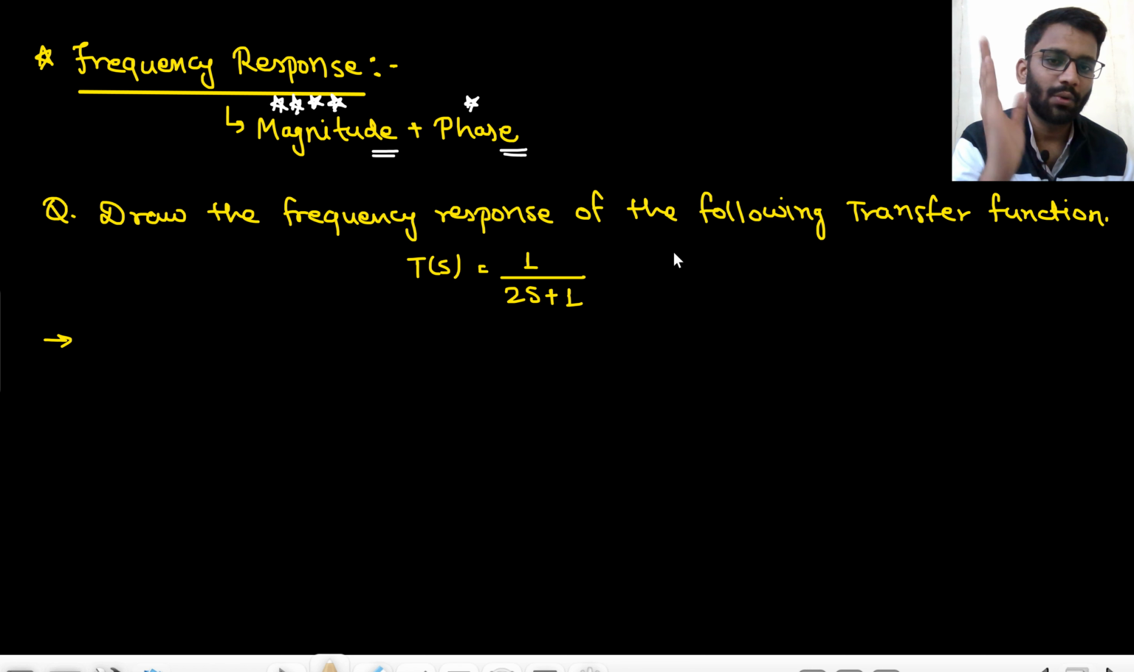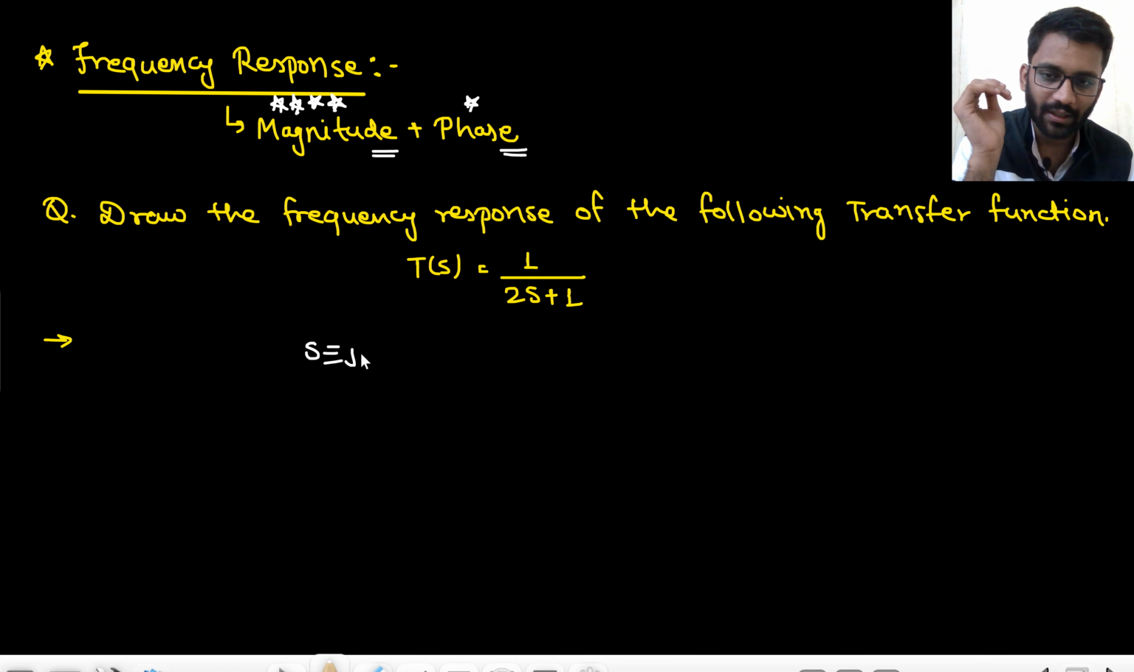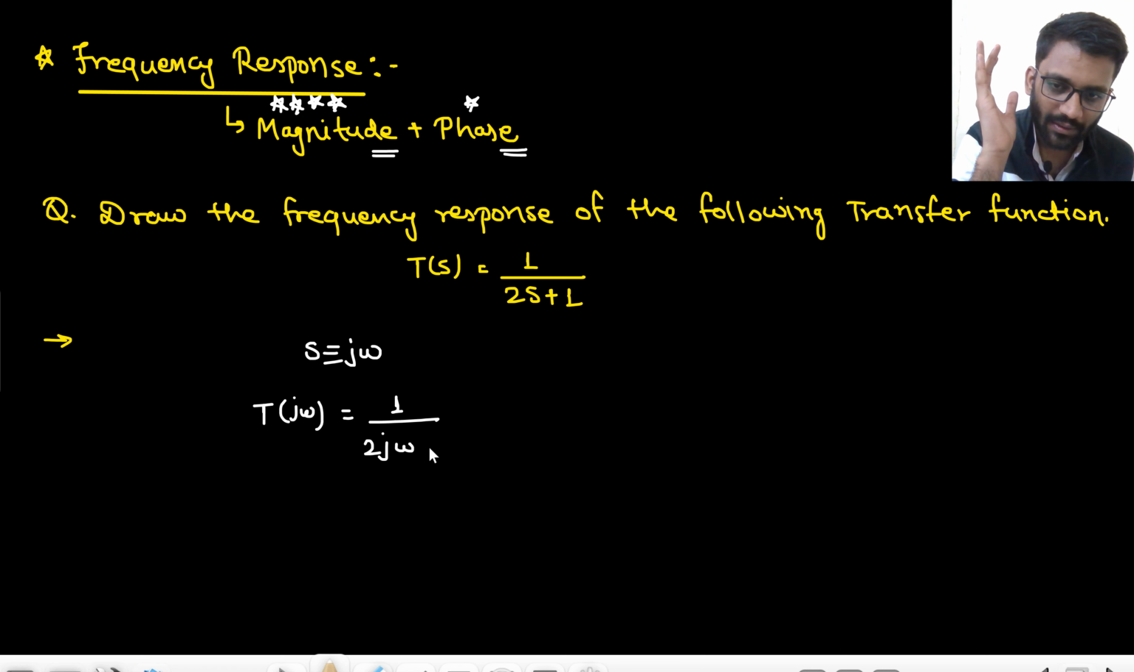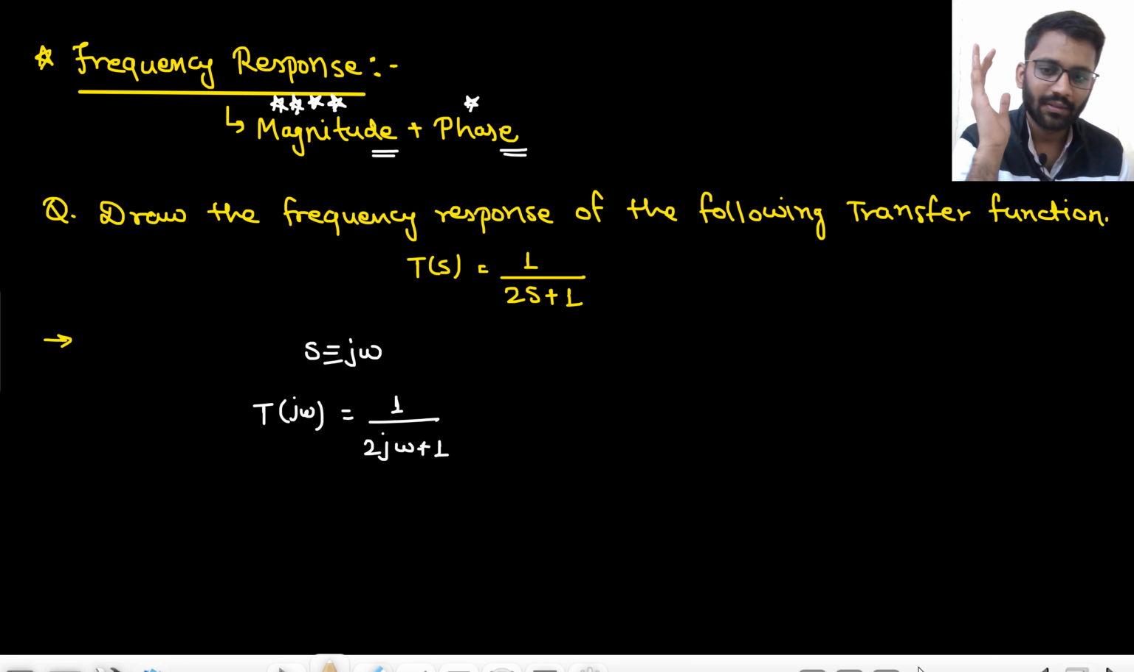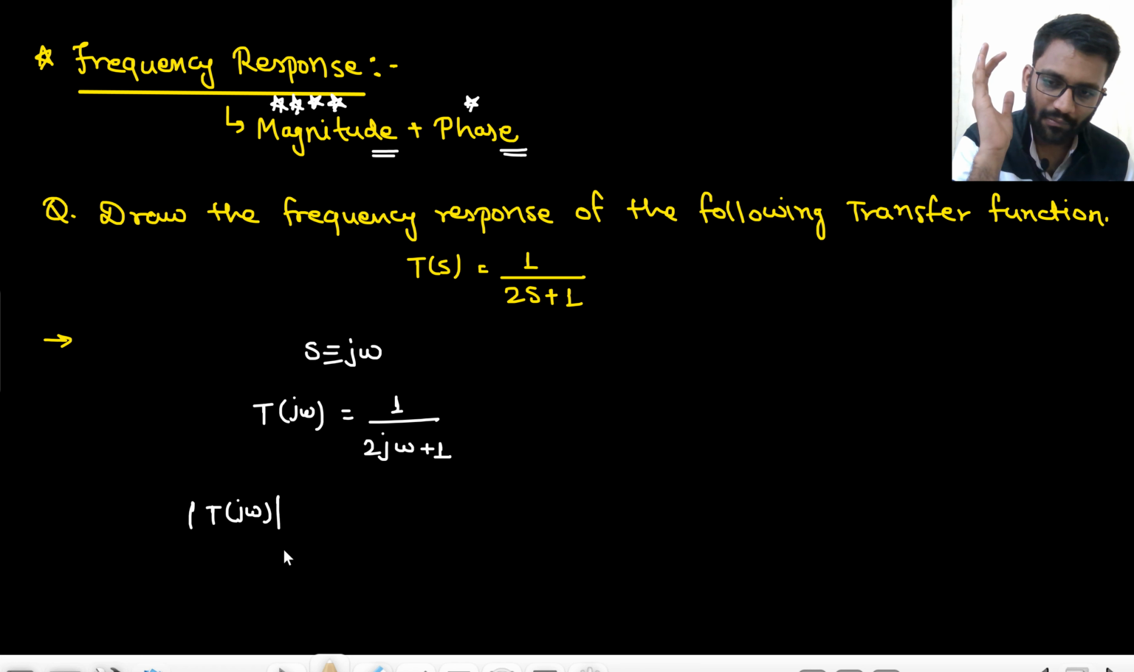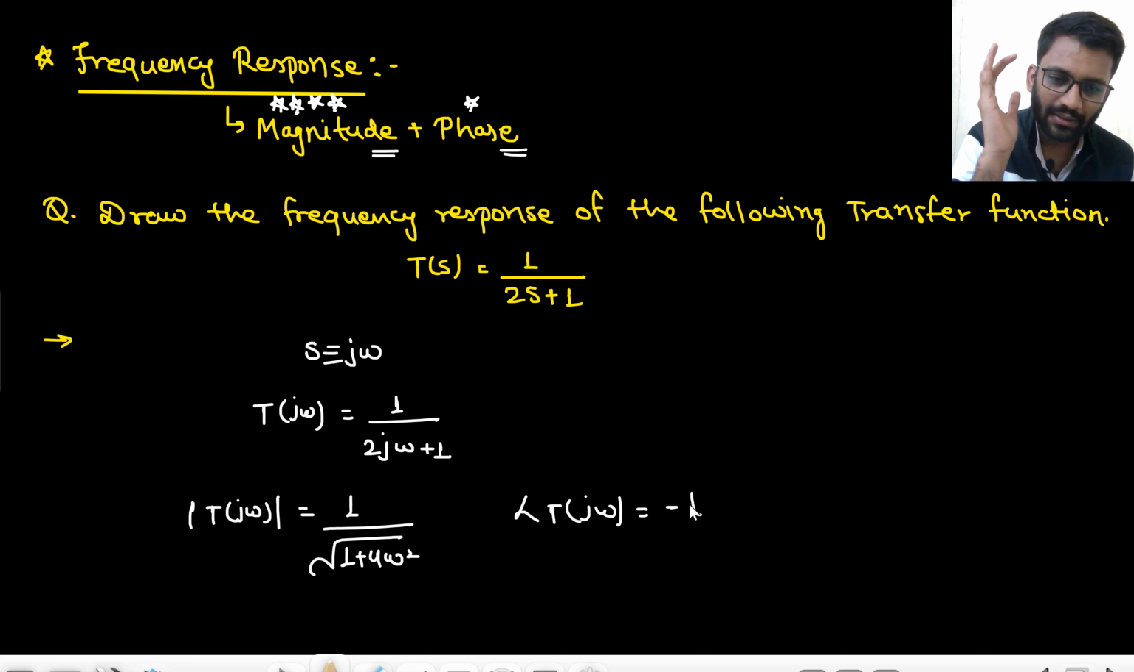The question is given to you: draw the frequency response of the following transfer function. What will you do? The first thing you will do is replace s with j omega, because this is frequency response analysis. So your T of j omega becomes 1 upon 2j omega plus 1. Tell me, what will be the magnitude? That will be 1 upon root of 1 plus 4 omega square. And what will be the angle? The angle will be minus tan inverse 2 omega.